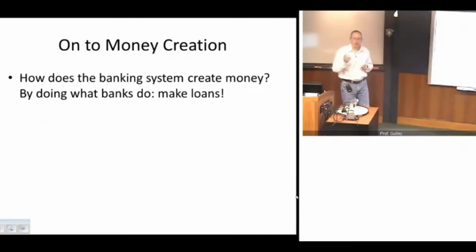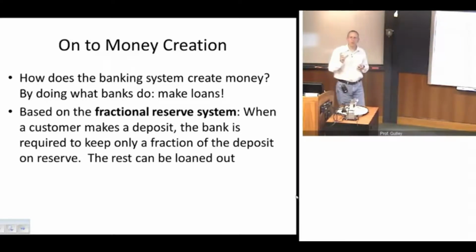Now, on to money creation. In terms of how money gets created, it gets done very simply by how banks do what they do every day, by making loans. Most countries have what's called a fractional reserve system. So when you make a deposit, the bank is required by law to keep a certain fraction of that deposit on reserve. What they can do is, of course, loan out the rest of that.